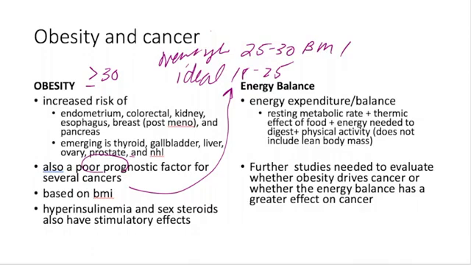Other things that they're looking at are energy balance. So what is the energy expenditure and balance? And this gets into what the lifestyle is. We know if there's a sedentary lifestyle, it increases the risk. Physical activity is very important. There are further studies that need to be done to evaluate whether the obesity drives the cancer or whether the energy balance has the greater effect on the cancer.